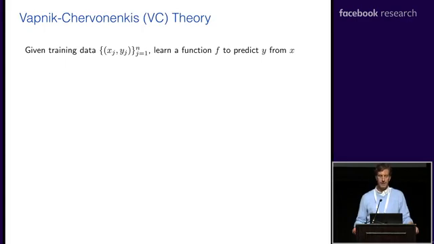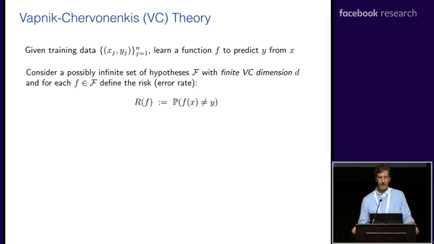So suppose we're given a set of training data x, y, so those are our labeled examples, and we want to learn a function f to predict y from x. So we're going to consider a possibly infinite set of hypotheses. I'll call it script F. I was calling this script H before, so my apologies for changing the notation a little bit. But basically I'm saying suppose we have a big pool of hypotheses or models and they have a finite VC dimension, d. If you aren't familiar with VC theory, just think about d as the dimension of your feature space. That's what it would be in the case of a linear classifier, for example.